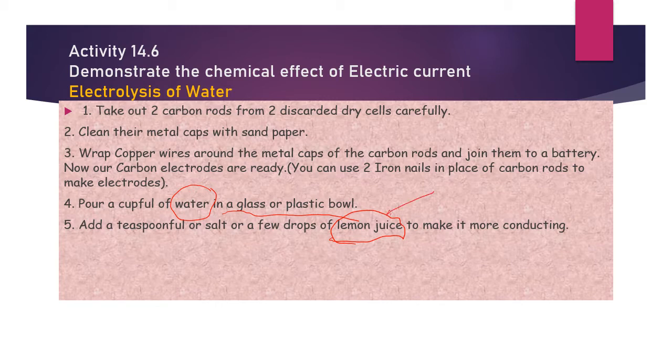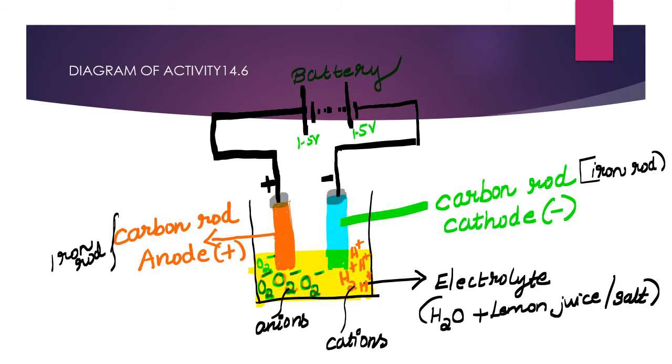Here we are using lemon juice. What is lemon juice? Citric acid. Some amount of lemon juice is added to water to make it more conductive, so it is conducting more electricity now. In this experimental setup, you can see the diagram here. We're using an electrolytic cell. What is an electrolytic cell? An apparatus with all the things ready to conduct electricity. We need an electrolyte, an anode, a cathode, and copper wires to connect to the positive and negative terminals of the battery.